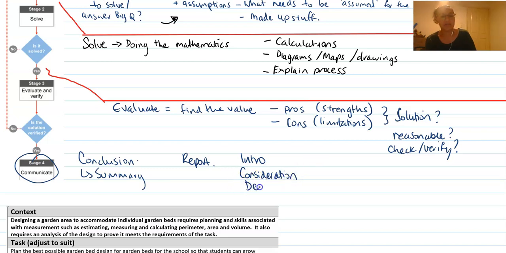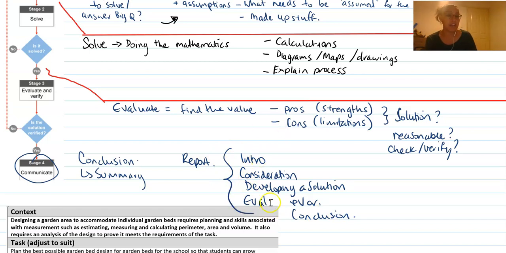then you have developing a solution, and the last two are evaluate and verify, and the last one is conclusion. So there are your sections to your report. All of these have been outlined for you in your task sheet.